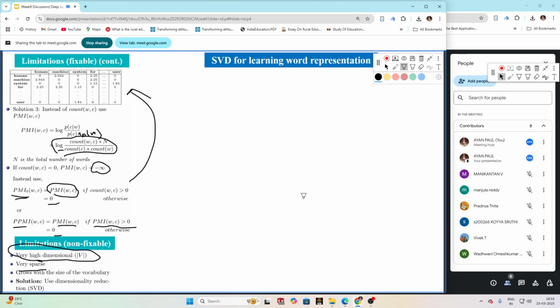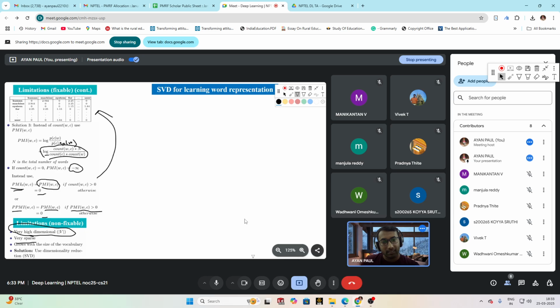Why do we prefer SVD rather than PCA? Can anyone answer why we prefer SVD in place of PCA? Where do we apply PCA and where do we apply SVD?